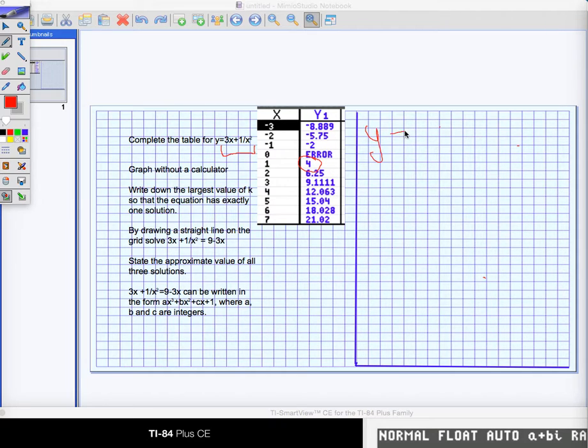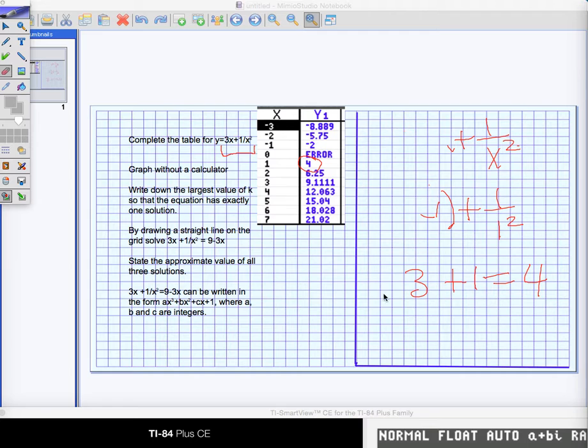So we take our equation, y equals 3x plus 1 over x squared, and we plug in our x value here of 1. So 3 times 1 plus 1 over 1 squared gives us 3 plus 1, which is 4. So that's how you can fill in those missing values. So here, if I were to plug in 3 for this equation, I would get 9.11 repeating as my value for y.